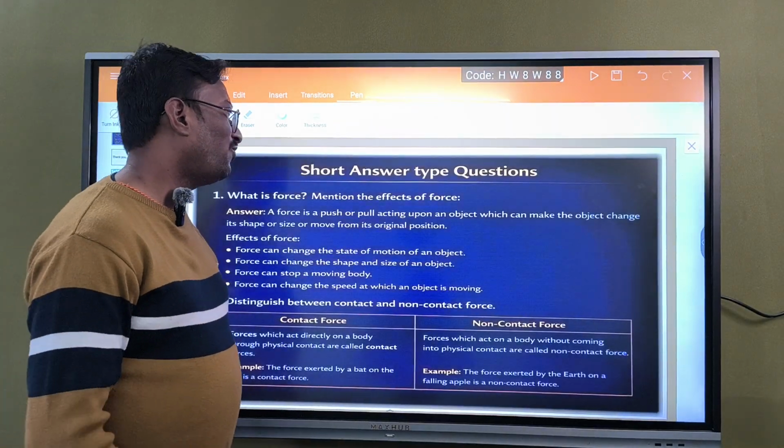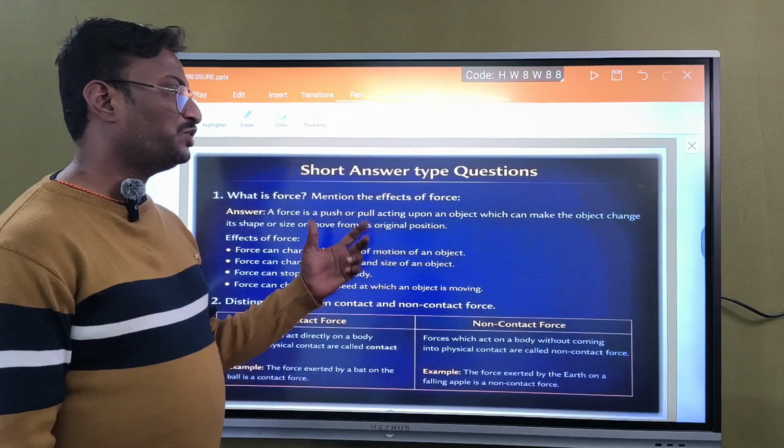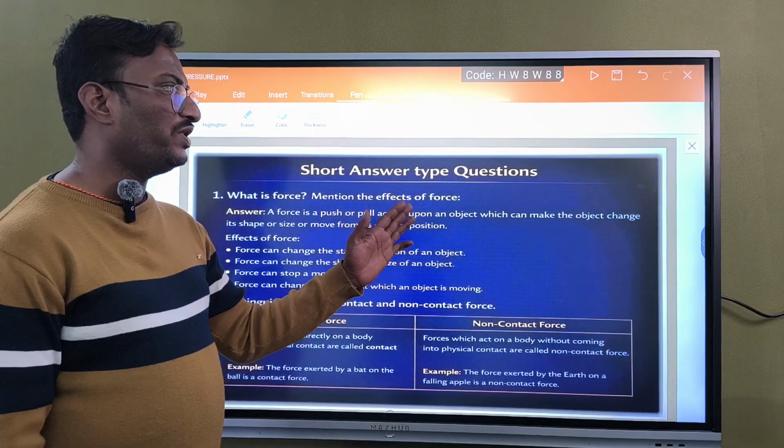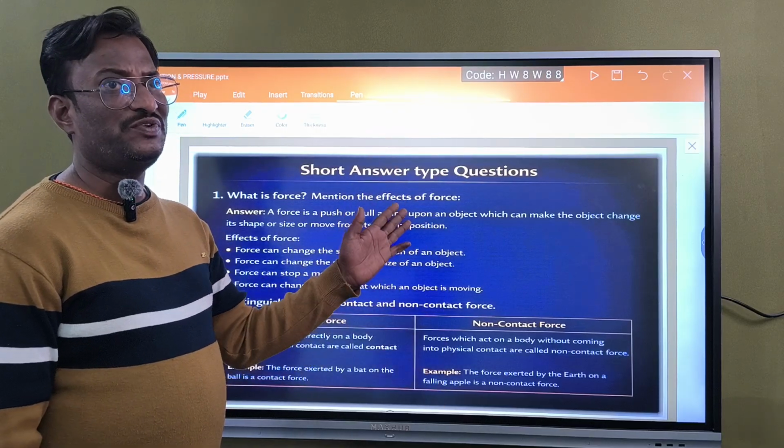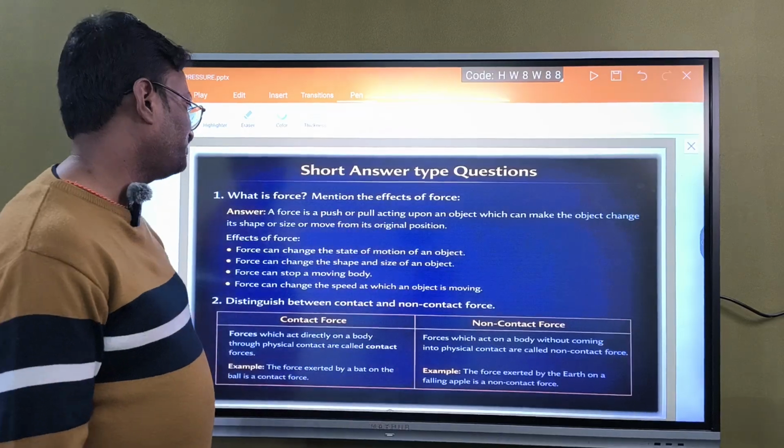The first one is, what is force? Mention the effects of force. We all know that force is a push or a pull which makes a moving object come to rest, or which will change the position of an object, the shape of the object, the size of the object, whatsoever.